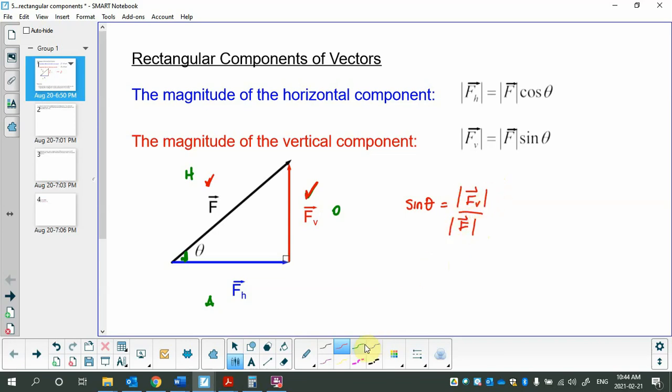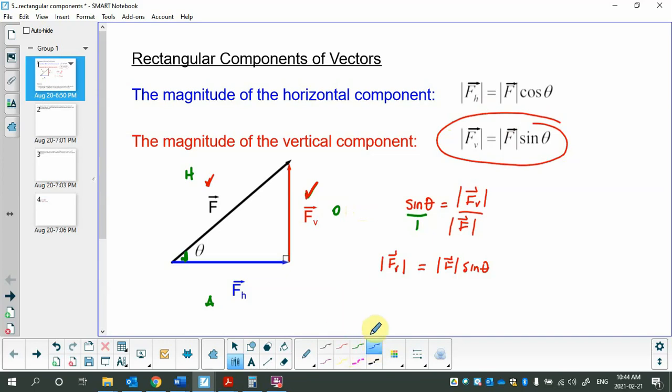Then if you do a little cross multiply, you'll get 1 times the magnitude of the vertical vector equals, cross multiply in the other direction, the magnitude of the original vector times sine theta, and you get this formula. So it's not a formula that doesn't have any logic to it. It's a formula that has logic from grade 10.